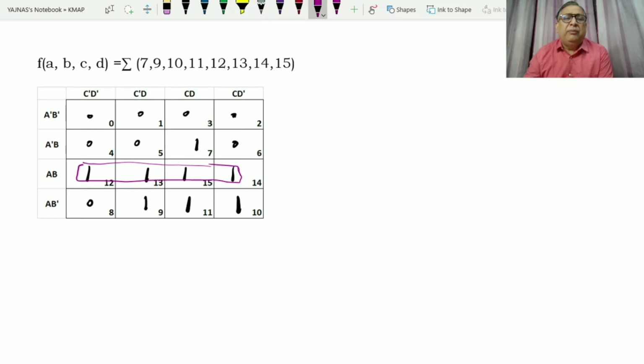We have to try to form bigger groups. Second group is this. And the third group, for the 10, we have to make another quad. And with 7, we can make one pair. So here we will have 3 quads and 1 pair.